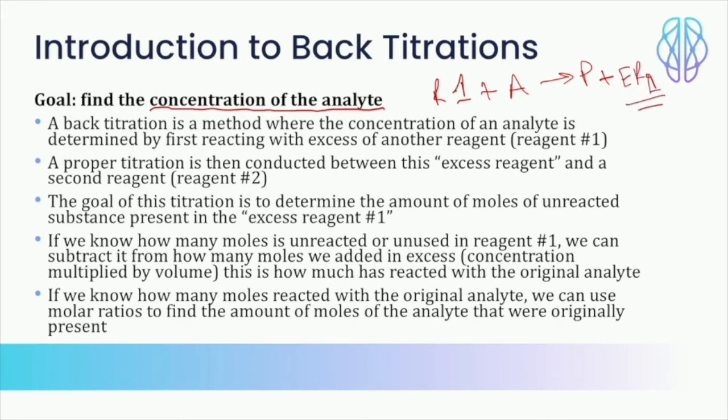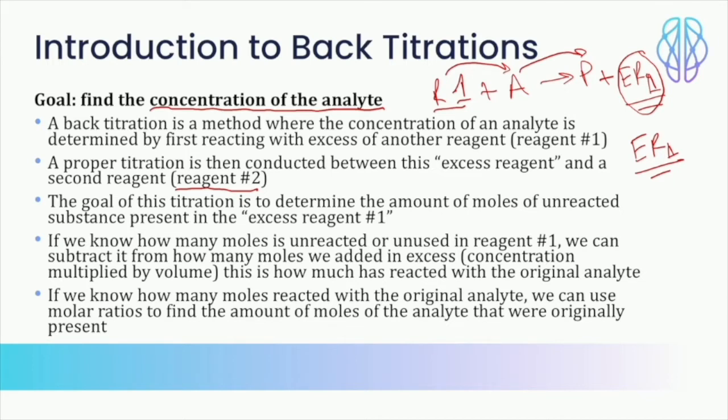Because if I add R1 in excess, enough R1 will react with A to form the product, A being the analyte. However, there will be a lot of R1 left over, and that is represented by our excess. We then take this excess and we perform a titration with it. And then we use another reagent. So in this case, reagent number 2, which might be sodium hydroxide, for example. We take it through a titration to find the exact amount of the excess reagent.